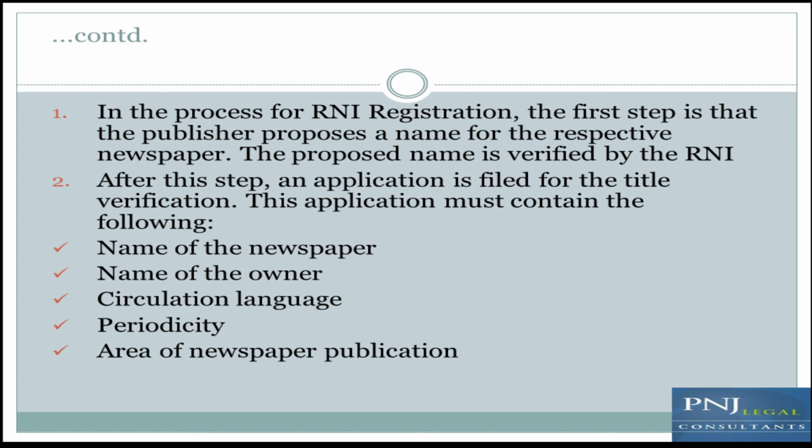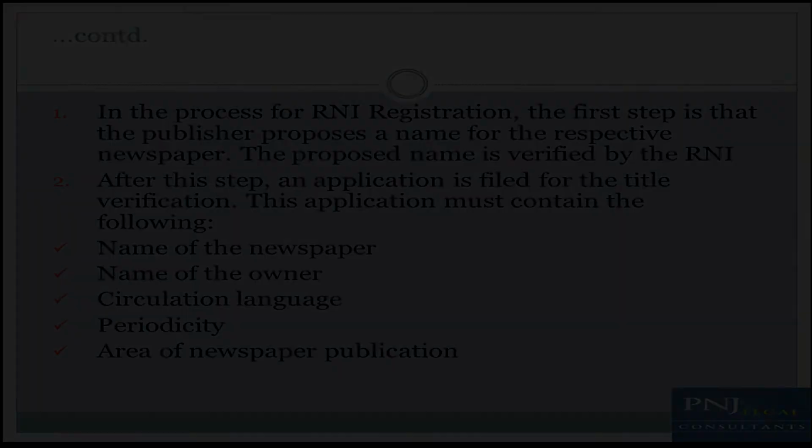The first step is the proposal of a title. In this step, the publisher proposes a title for his newspaper, magazine or journal etc. to the RNI. The name is then verified by the RNI. In the next step, an application for title verification has to be filed, which must contain the name of the newspaper, name of the owner, the language of publication, its periodicity, and the area in which it has to be published.